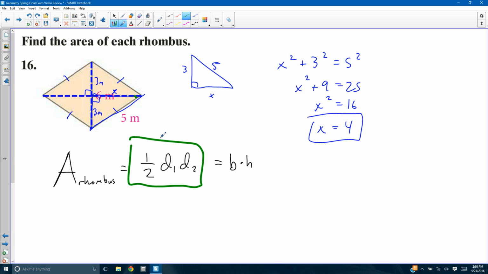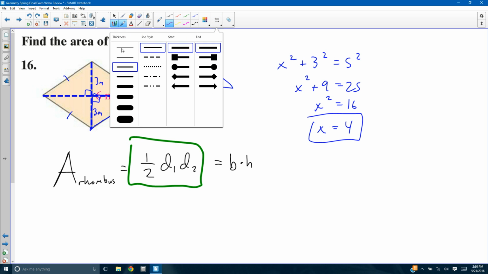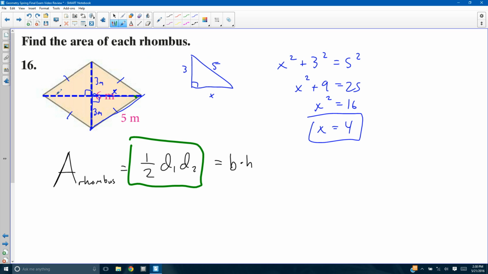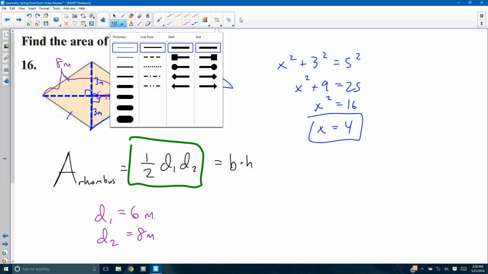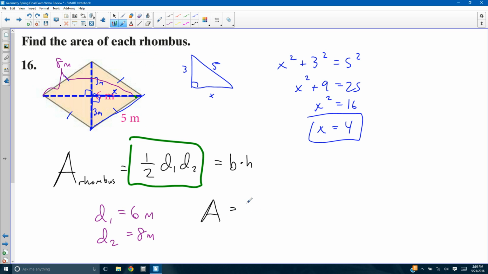Let's use this one here. So if x is 4, that's half of this other diagonal here. The full diagonal, therefore, is 8 meters, like so. And this one was 6. So you could call D1 is 6 meters, D2 is 8 meters, and the rhombus will be exactly half the product of those two diagonals together. So the total area is 1/2, 6 times 8. So that's half of 48, which is 24 square meters. And there's your rhombus.